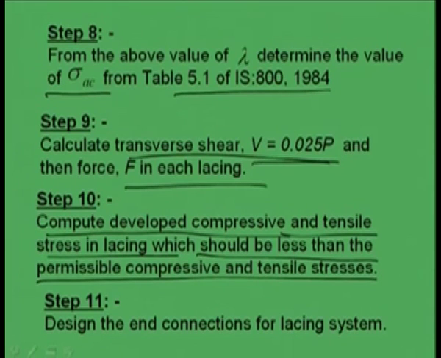And in step 11 what we will do? This is the last step where we will design the end connections. End connections means whether we are going for welding connections or riveting connections. So, accordingly we will design the number of rivets, how many there will be, that we will find out, and what type of riveting we are doing. Riveting means what is the configuration of the rivet joints. Accordingly the force will come, and accordingly the number of rivets can be found out, right. So, with these steps we can design a lacing system.